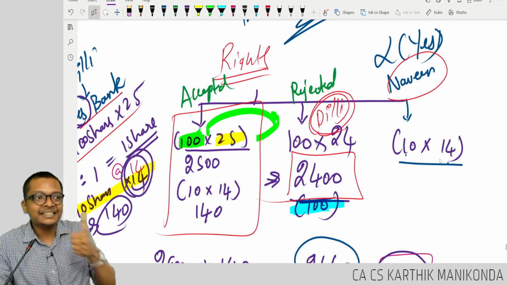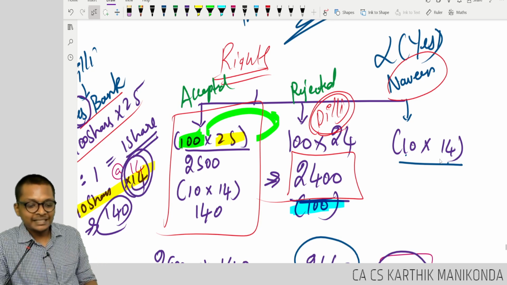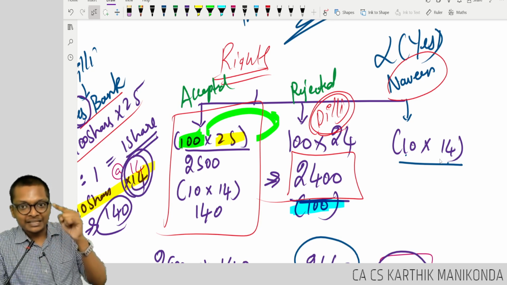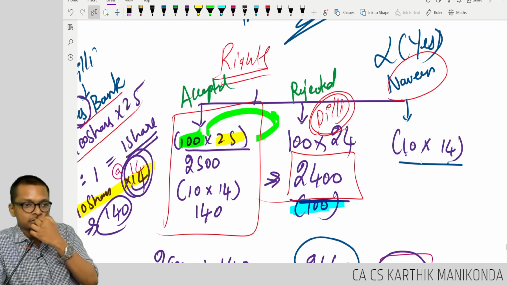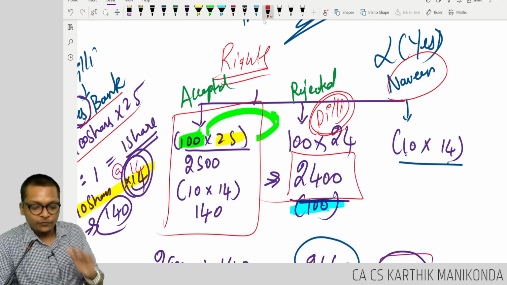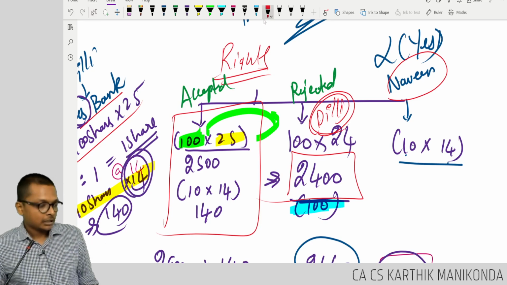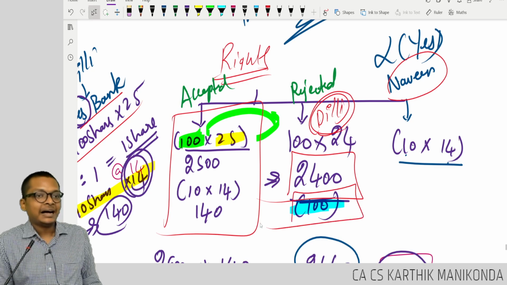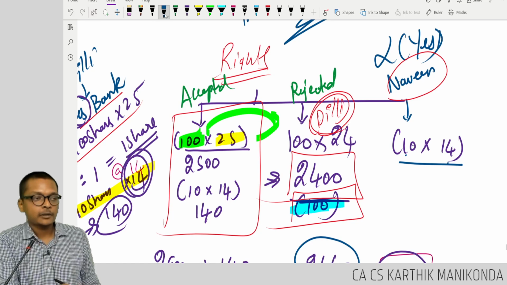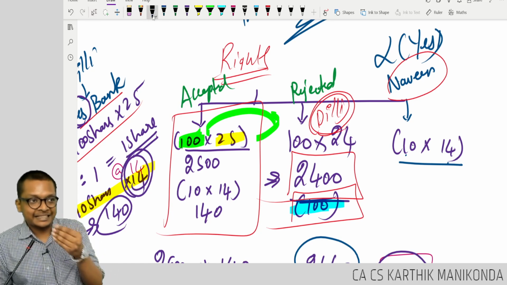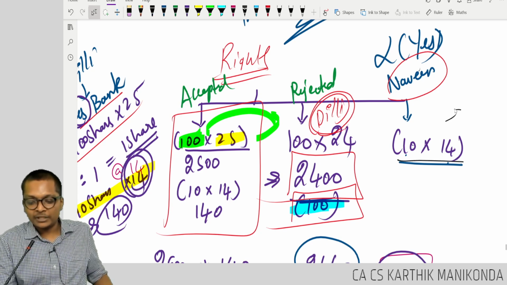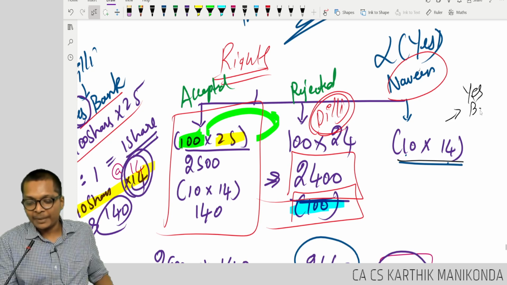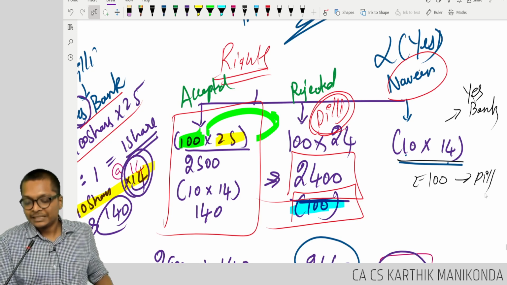But what gain is Delhi getting? Nothing. So Delhi is saying, because I am giving you the right to buy 10 shares at 14, I want some money. How much money will he ask? If you are Delhi Babu, how much will you ask? You will ask 100. Why will you ask 100? Because that was my loss. 100 rupees, give it. So Naveen, what will he do? He will pay 10 into 14 to Yes Bank and he will pay 100 to Delhi Babu.